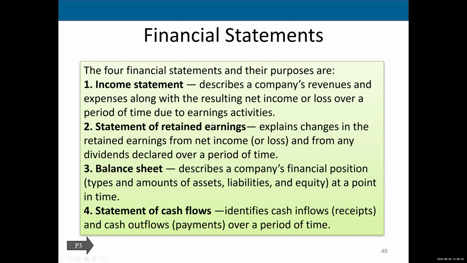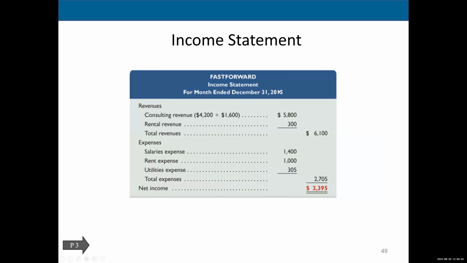This is what your book offers you as far as the 4 financial statements and the purposes. It's kind of wordy, and I'm just going to explain it to you, and then we're going to use our test review document to kind of boil this down into the essential elements. So let's just move on here. For an income statement, we know that the income statement shows revenues minus expenses equals net income. That's the form. Revenues minus expenses is net income.